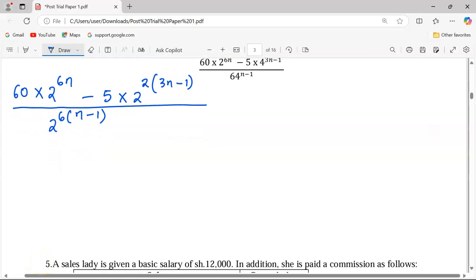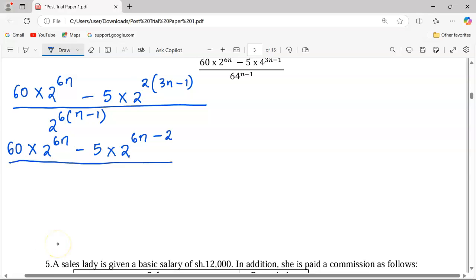From this step, we can go to another step whereby I will now have 60 multiplied by 2 power 6n, then minus 5 multiplied by 2 raised to power. This becomes 6n because according to the product law of indices, 2 has to multiply every power there. So 6n minus 2. Then I divide everything by 2 power 6n minus 6.